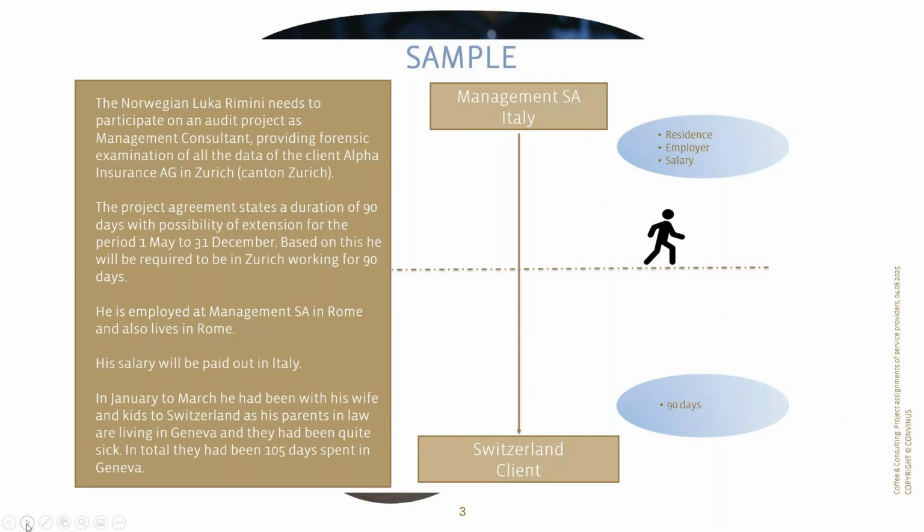Now, his situation is a bit more complicated based on private matters, meaning during the period January to March, he had already been with his wife and kid in Switzerland, as his parents-in-law are living in Geneva and they had been quite sick. So they spent already in that period 105 days in Geneva. The private part is for then assessing in regard to social security or immigration. There's no influence in that. However, it has an influence if we then look later at the tax bit.